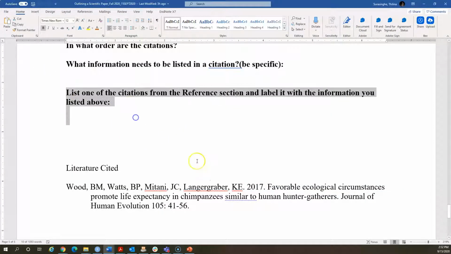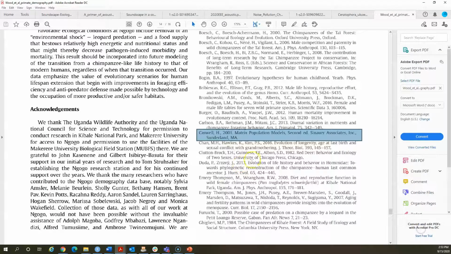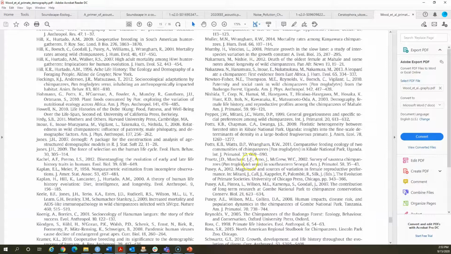Last question. List one of the citations from the reference section and label it with the information you listed above. So just pick just one. Randomly pick any of the citations from this paper. Anything you like, right? Or hate. And break it down, right? This particular part, right? Authors, blah, blah, blah, blah, blah.